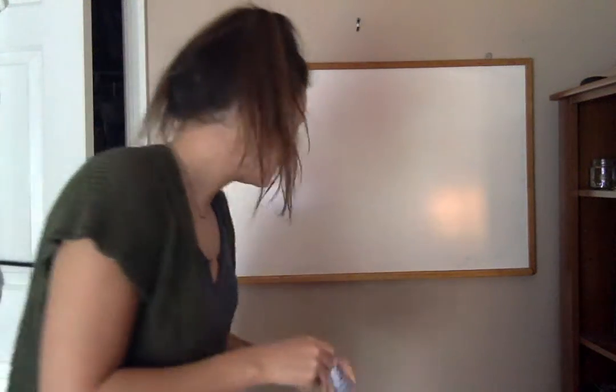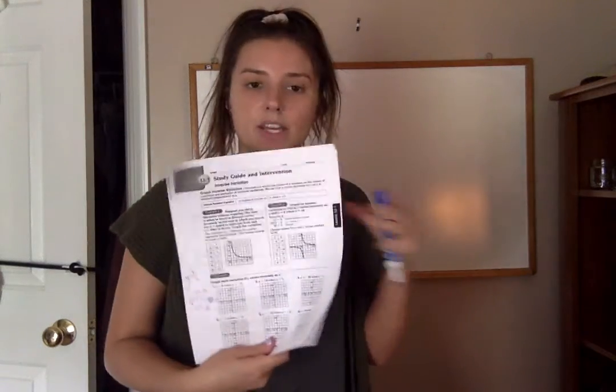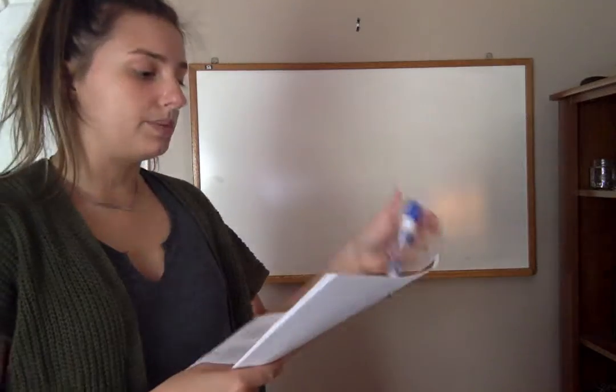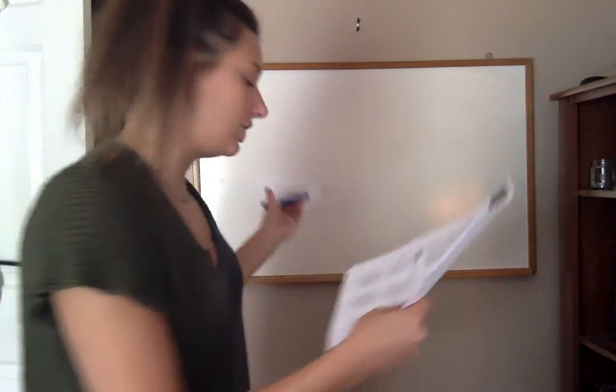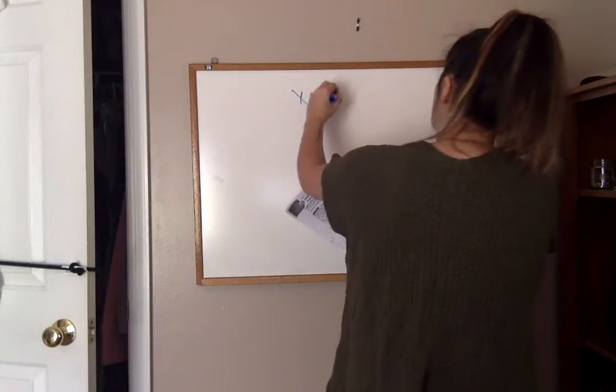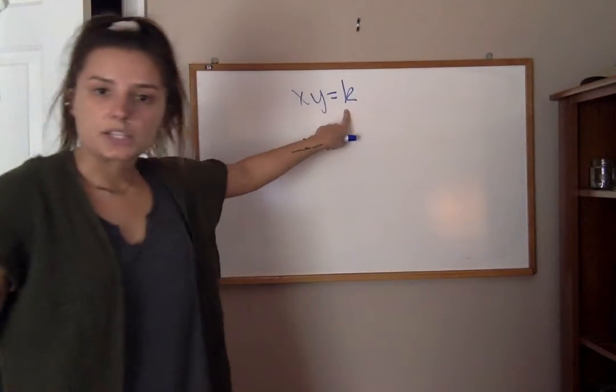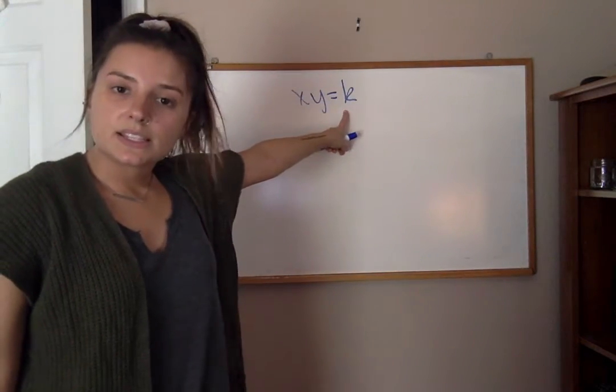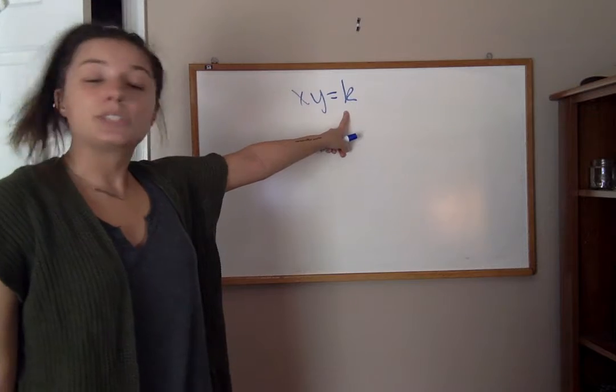Alright, so in the last video, we talked about direct variation. So now we have inverse variation, which is kind of just like the opposite. It tells us at the top that the inverse variation equation is xy equals k, where k is that constant. I like to rewrite this, and you'll see it in different ways.